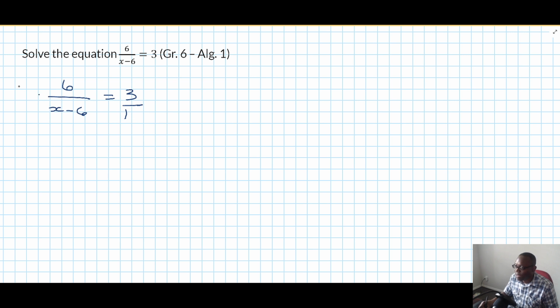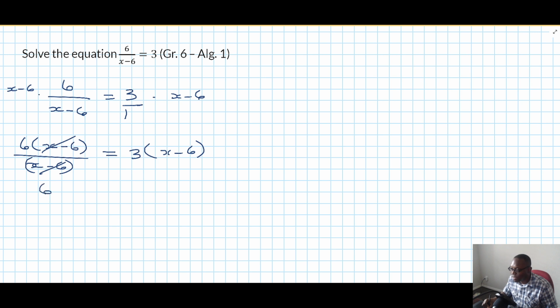So you multiply the left-hand side by x minus 6, and you also multiply the right-hand side by x minus 6. Now we're left with 6(x minus 6) divided by x minus 6. You can see that we can cross this out, and it is equal to 3 multiplied by (x minus 6). So now we have 6 is equal to 3x minus 18. Now we're going to add 18 to both sides, and we have 24 equal to 3x. Now let's divide both sides by 3. So 8 is equal to x.